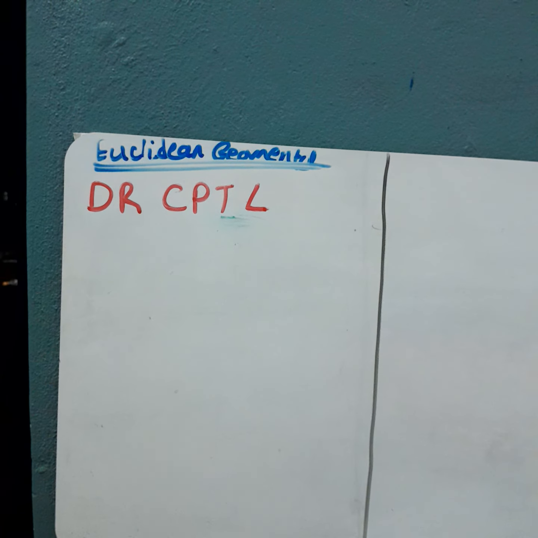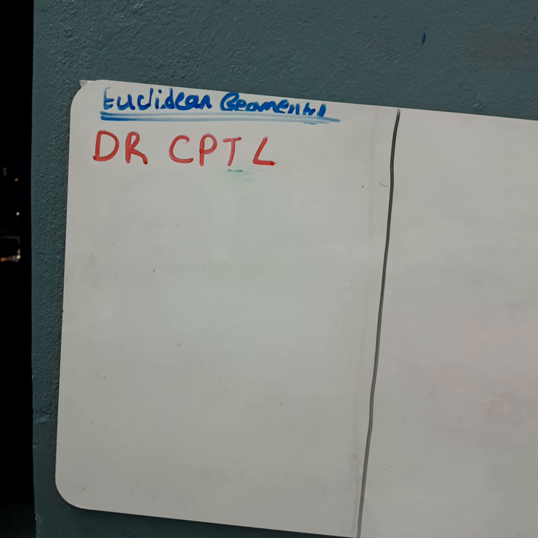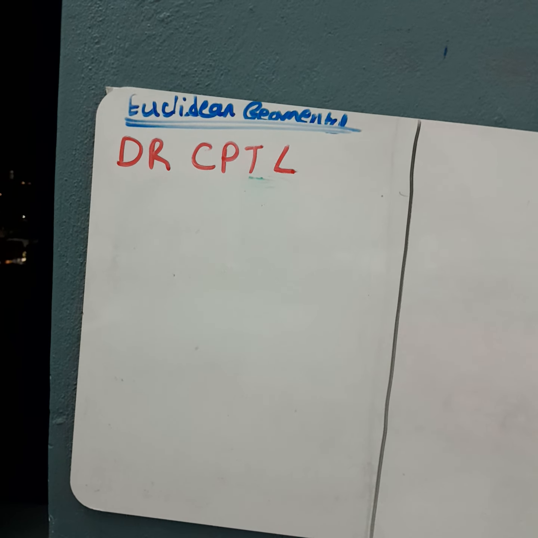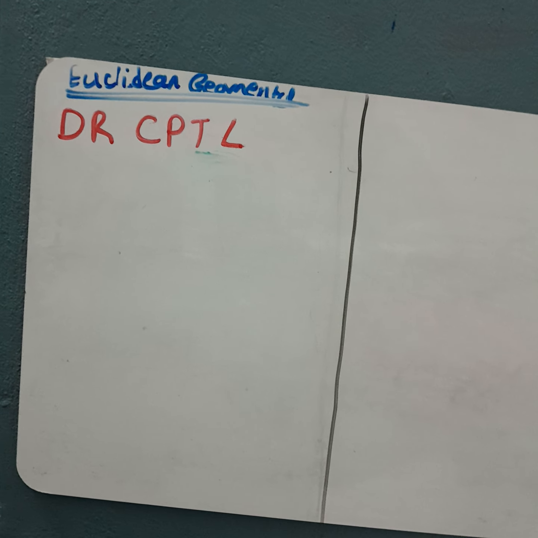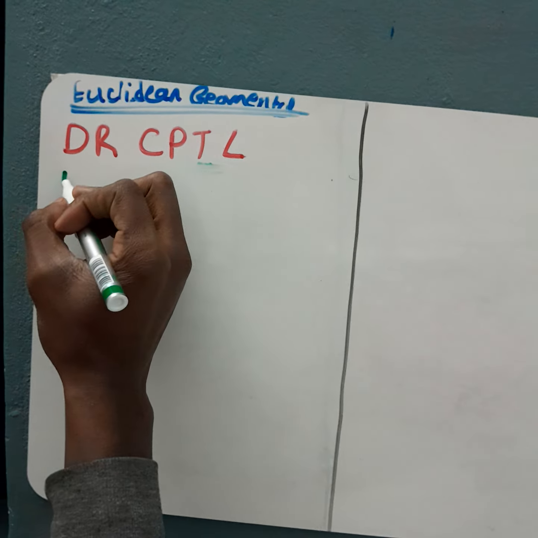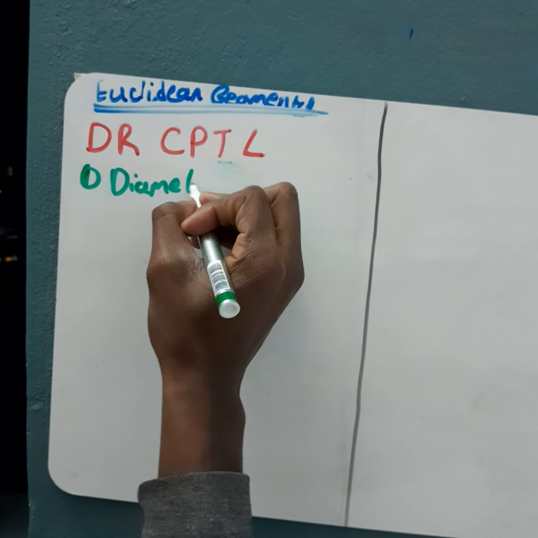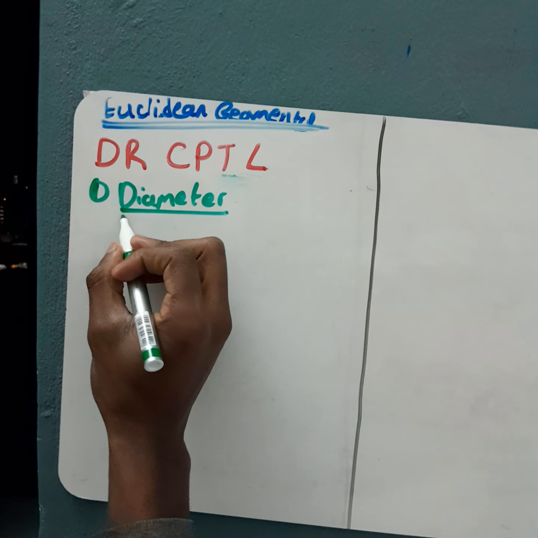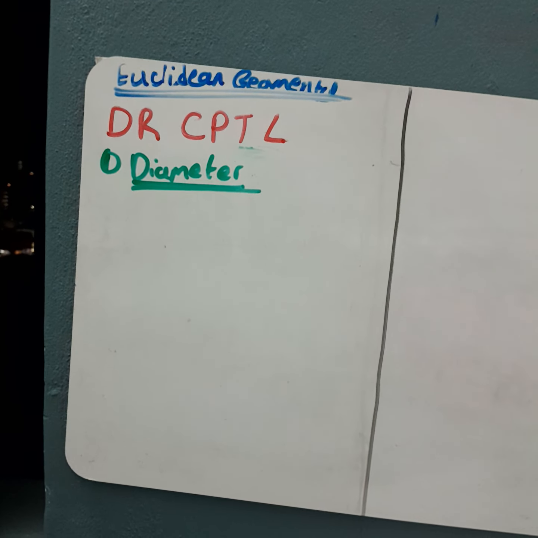D stands for diameter, R stands for radius, C for cyclic quad, P for parallel lines, T for tangent and triangles, and for L we're talking about the line drawn from the center to the midpoint of a chord. So I'm gonna start with number one, which is a diameter. Whenever you do questions for Euclidean geometry, just write this down, then check if you have a diameter first, then a radius, etc.